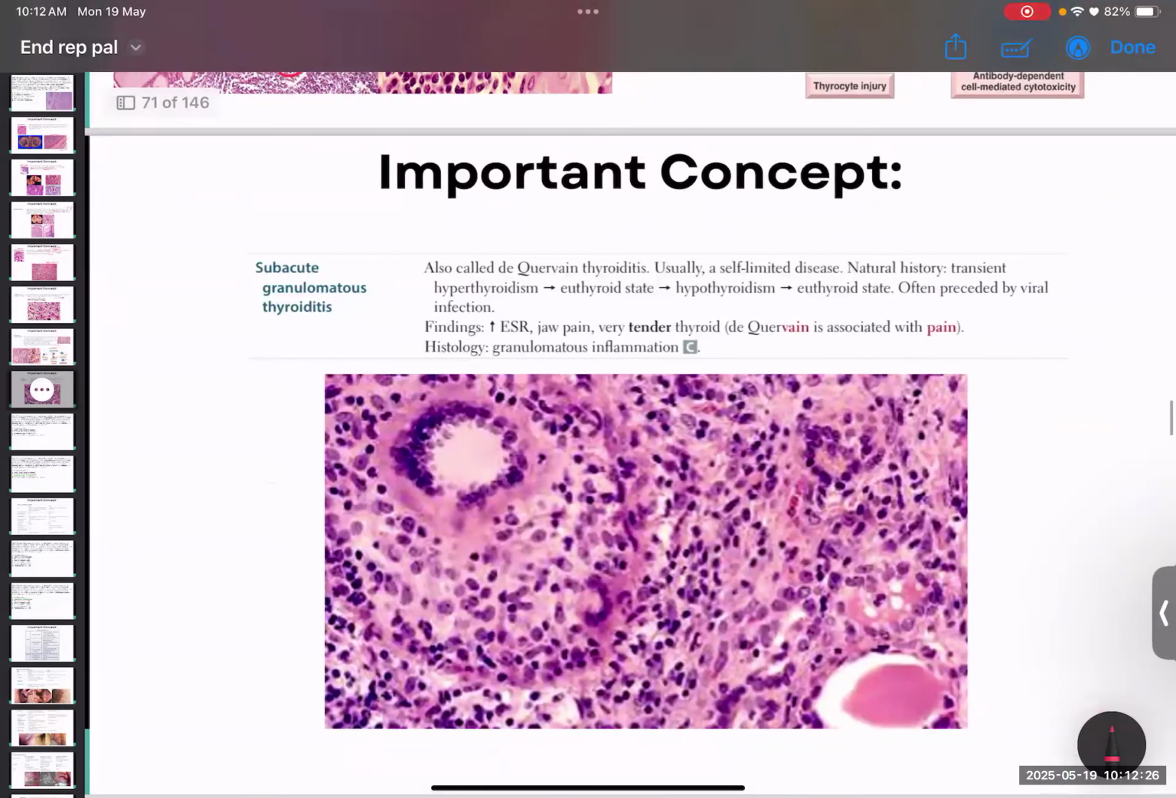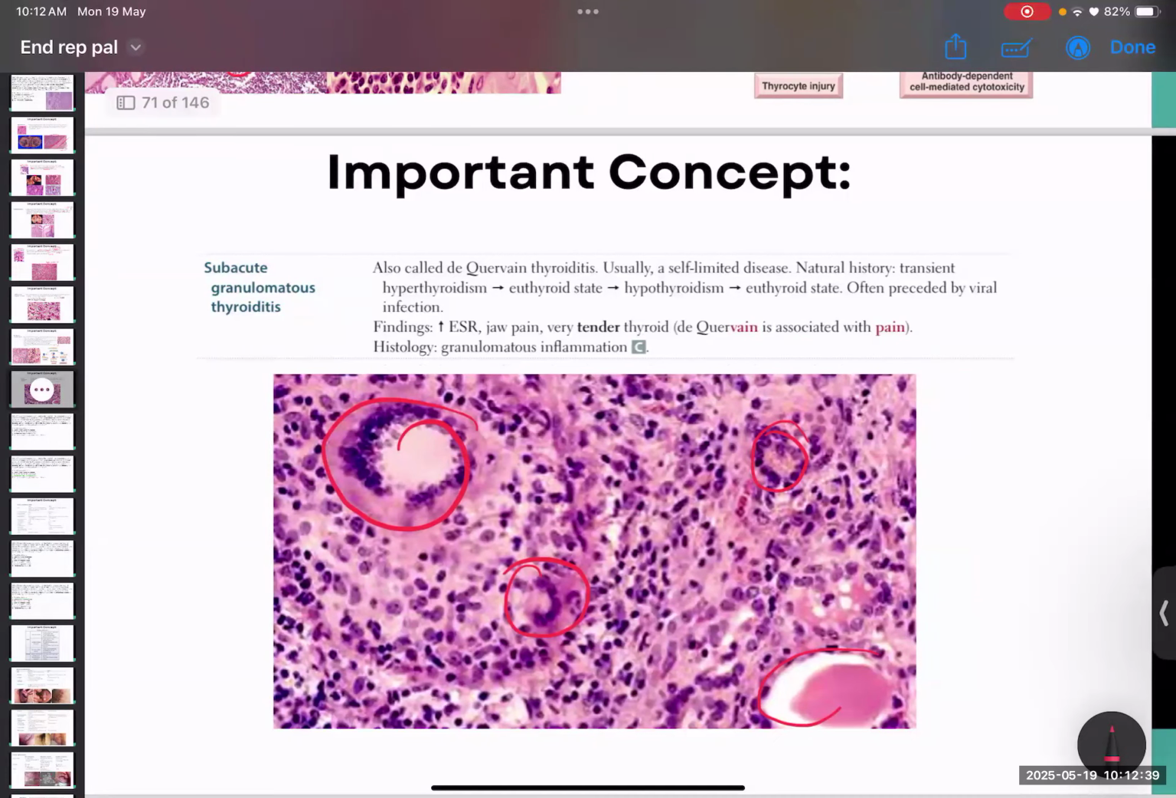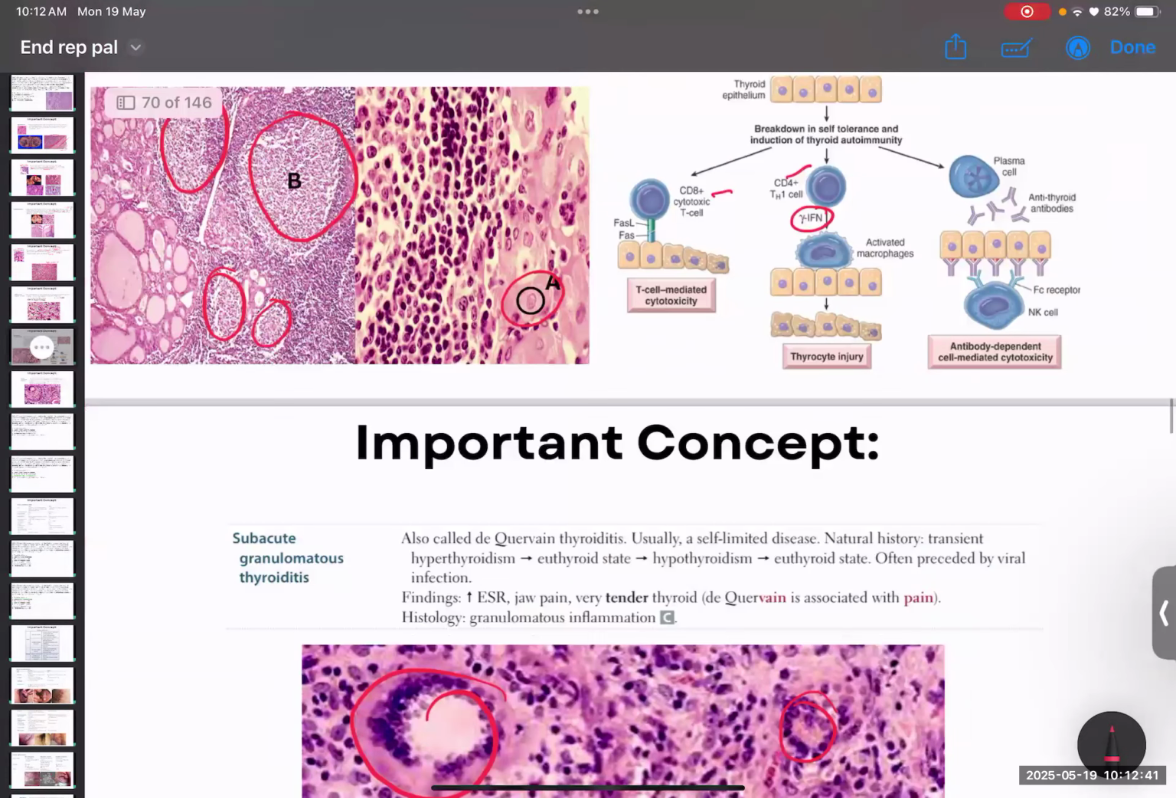And this is the de Quervain thyroiditis that we're talking about, very painful enlarged thyroid. And this is usually preceded by a viral infection. What you're going to see is multinucleated giant cells here. Okay. And again, the very same presentation here starts off as hyperthyroidism, goes to euthyroidism, hypothyroidism again, and then euthyroid.